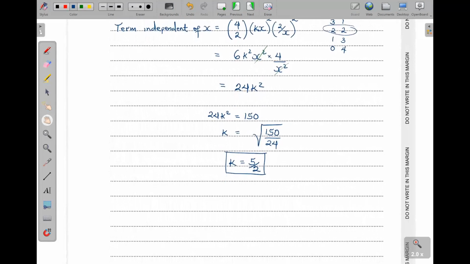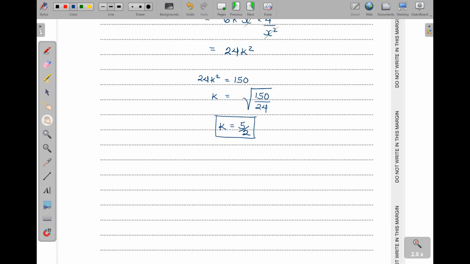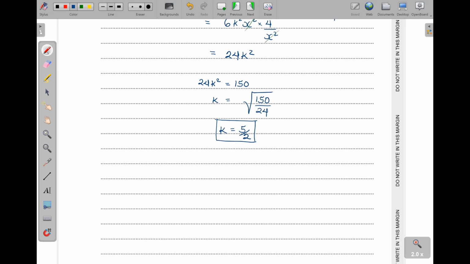Okay, and then next we are supposed to find, they said hence determine the coefficient of x squared. Now we need to find the term in x squared. The term in x squared is going to be equal to, we shall have a 4, then combination something, then remember we have our kx, and then the other one is 2 out of x.